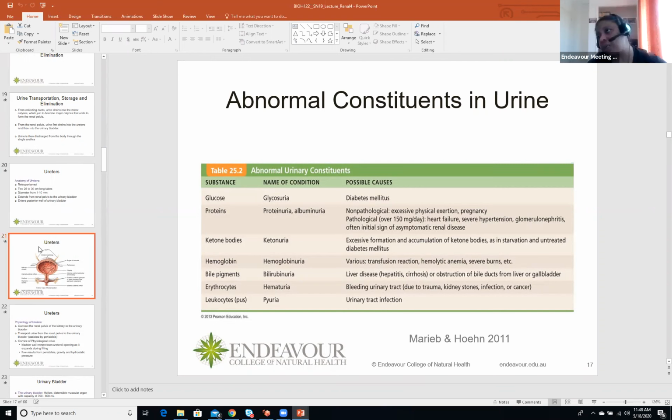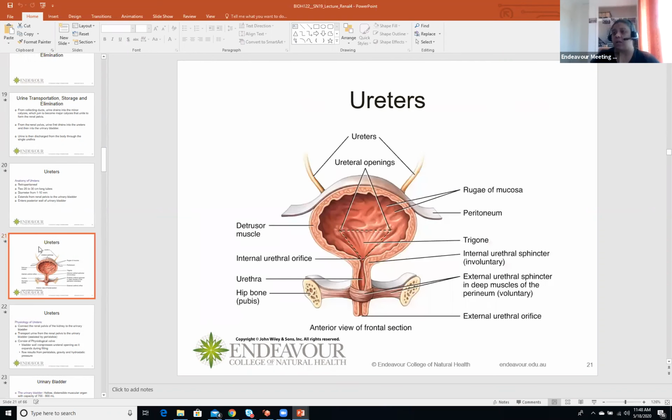Once the urine is collected in the collecting duct, it passes from the collecting duct into your papillary duct, and from the papillary duct into your minor calyces and major calyces, then through the renal pelvis into the ureters. Ureters are long tubes, about 25 to 30 centimeters long, from the renal pelvis of the kidneys down into the bladder. So they open into the bladder.